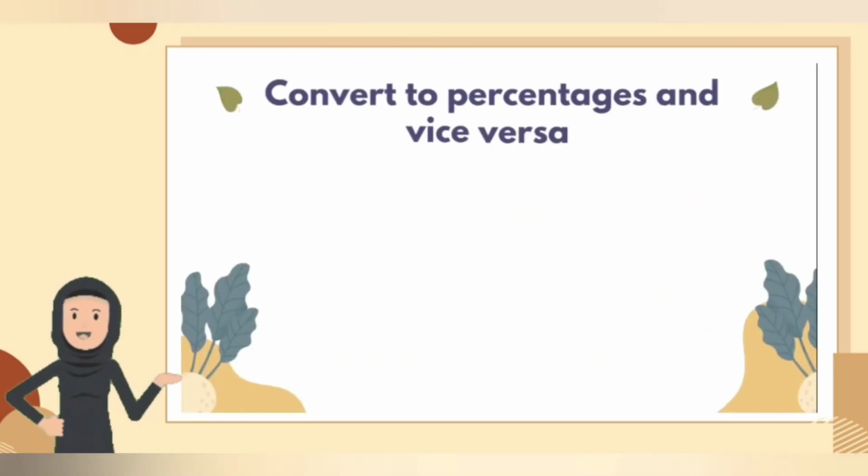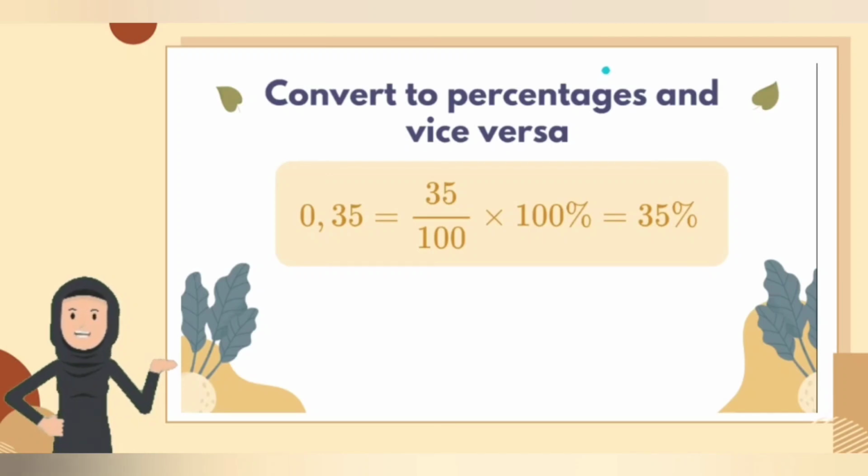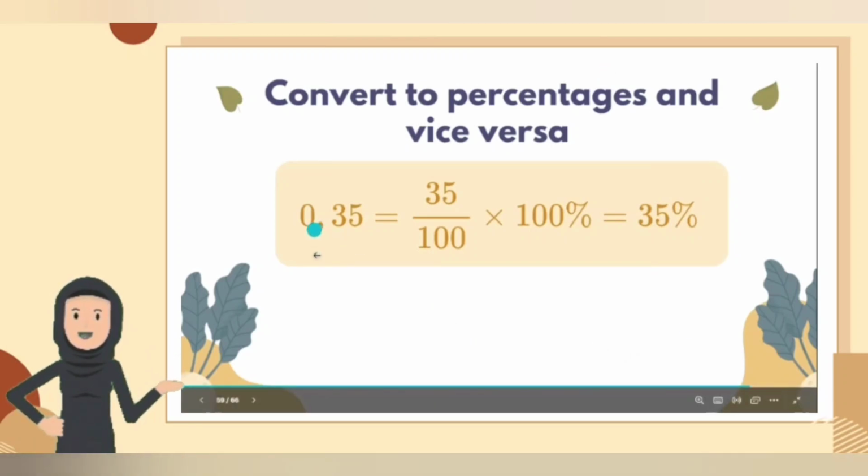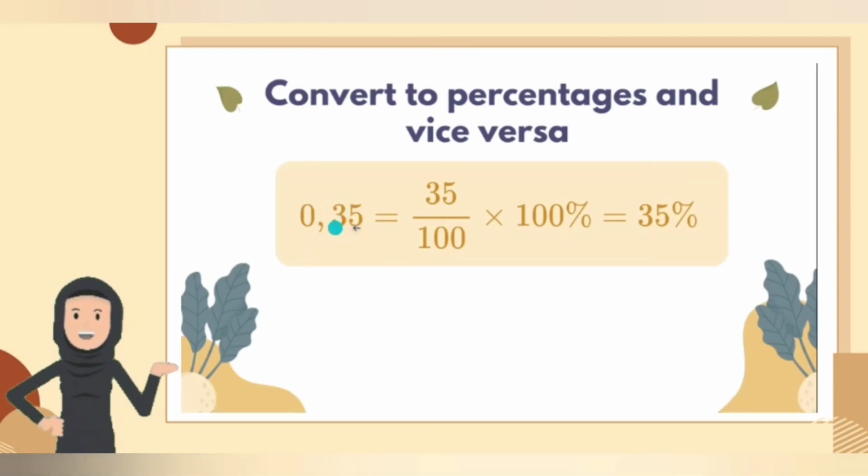Next we will discuss how to convert decimal fraction to percentage and vice versa, as in the following example. 0.35 is 35 hundredths times 100%. 100 divided by 100 is 1, so the answer is 35%.